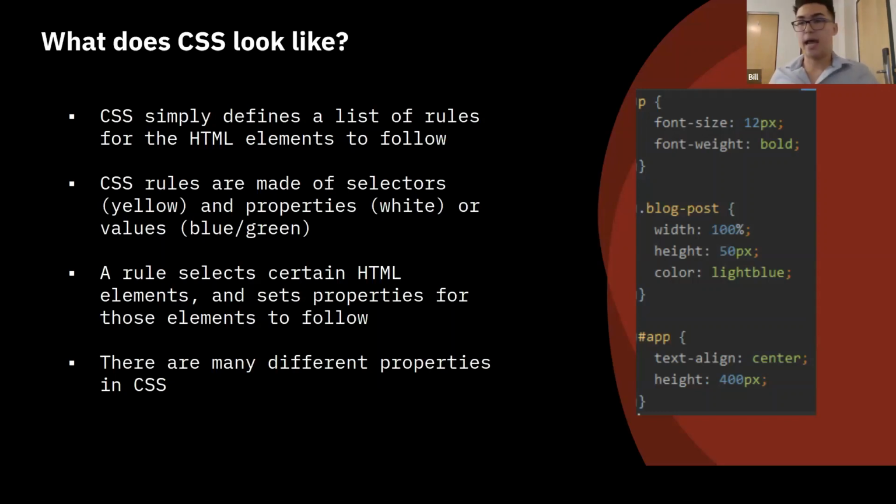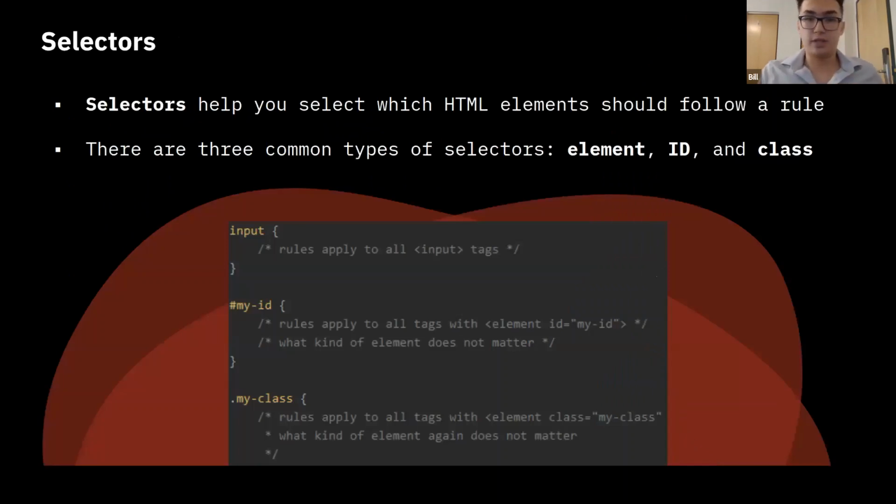It selects any number of elements on the page. Sometimes it doesn't select any. Sometimes it selects a lot of them. And it just changes their properties. Now, just like how HTML has a lot of tags, CSS has a lot of different properties. So again, the internet's really going to be useful here in searching up some of these properties. But we'll take a look at some of the common ones in a second here.